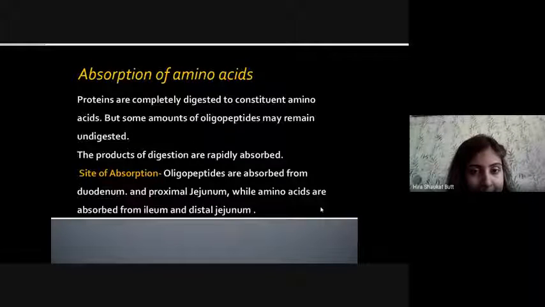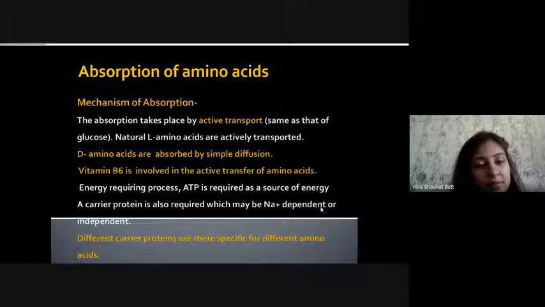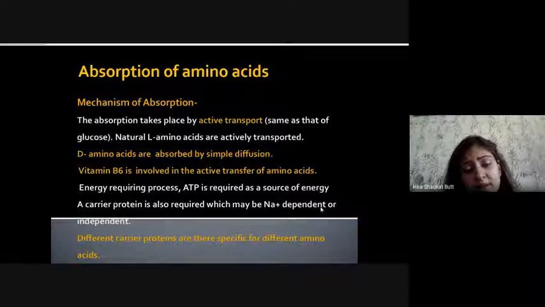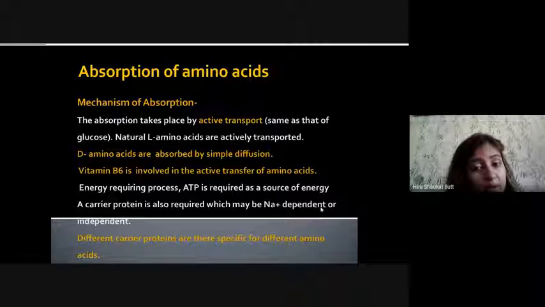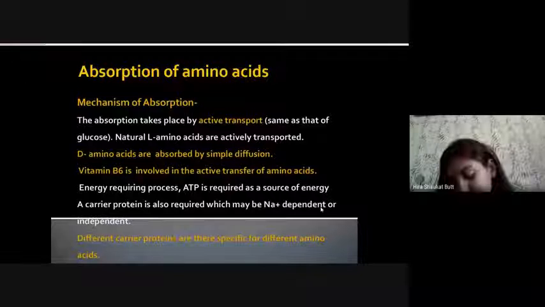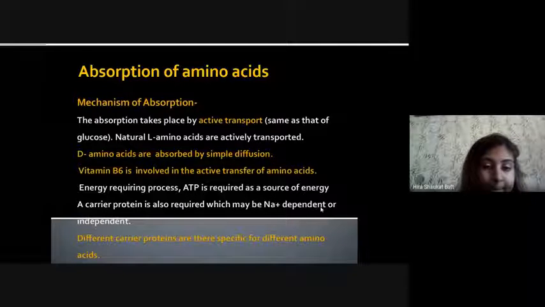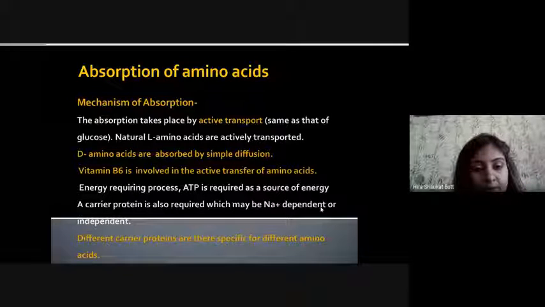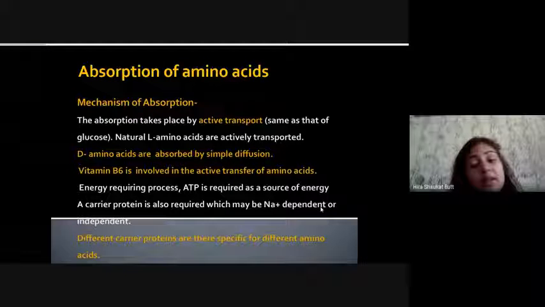And what is the mechanism of absorption of amino acids here? Amino acids get absorbed through active transport. Active transport means moving against the concentration gradient with the help of ATP, and D amino acids are absorbed by simple diffusion, and vitamin B6 is involved in the active transfer of amino acids.